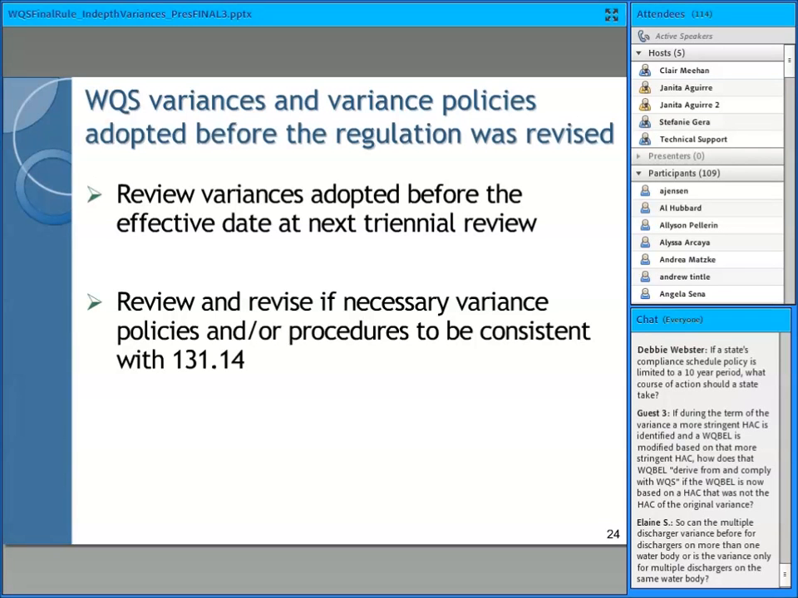Some states and tribes may also have adopted binding variance policies and or procedures before the effective date of the revised regulation. I mentioned before that such policies and or procedures are not required by EPA's regulation to utilize variances. However, where states or tribes have variance policies and procedures that are inconsistent with the final regulations, they will have to revise them prior to or simultaneously with adopting a variance that will be reviewed under the new 131.14.